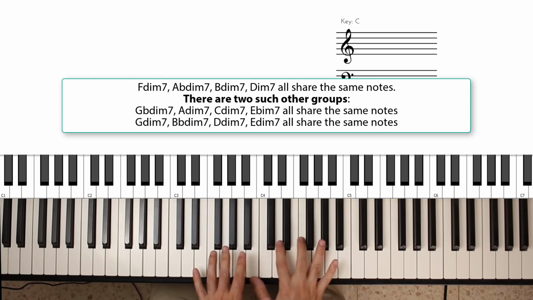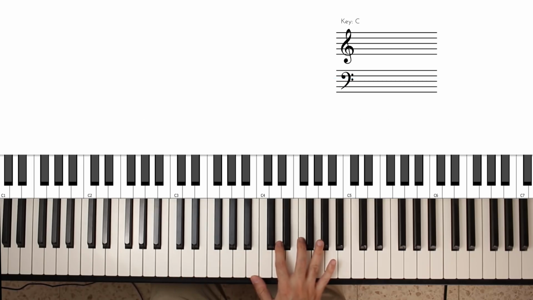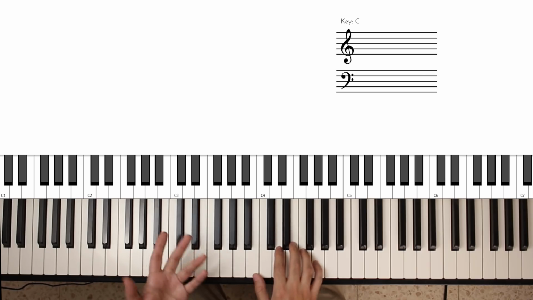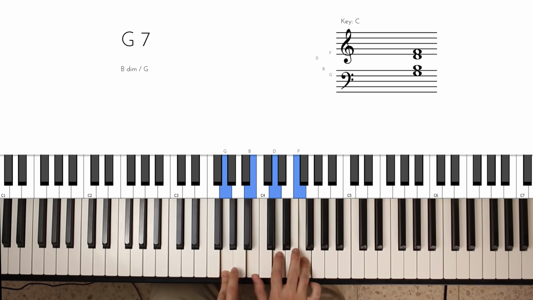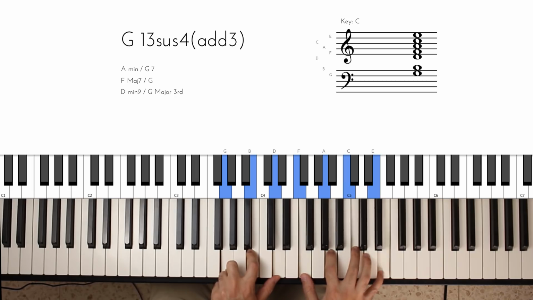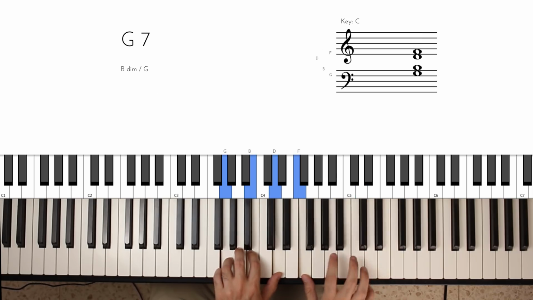Now how are these related to dominant seventh chords? To show you, let's say that we'll play a G dominant 7th, which is made of the notes G, B, D, and F. Now we can add higher degrees to this chord. We can add the 9th, let's say, or then the 11th and 13th. And we're only going to keep the 9th.